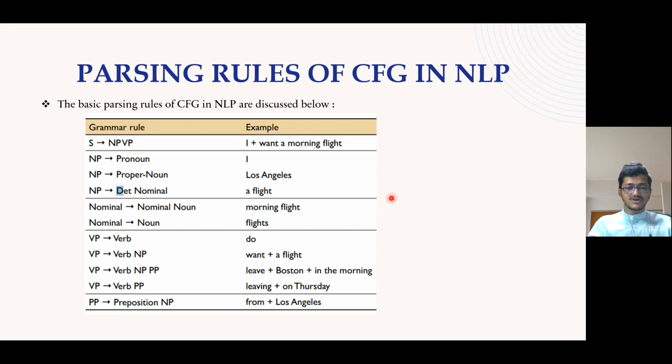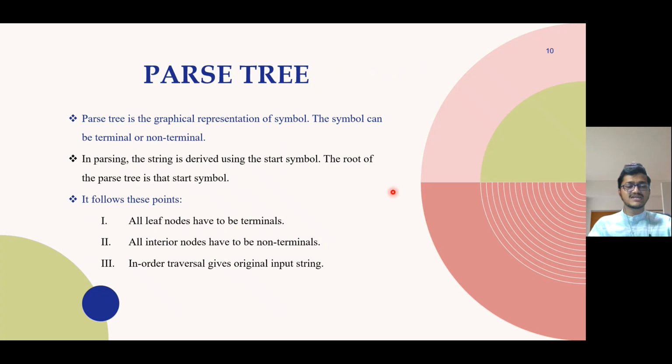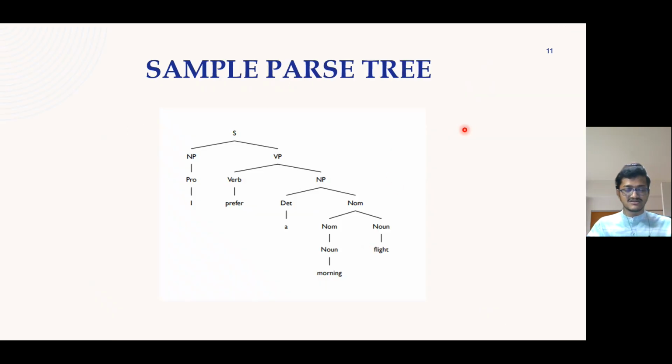Now, before moving on to the two approaches of parsing, let's get a brief idea about what a parse tree is. A parse tree is a graphical, tree-like representation of a given sentence or a symbol. It follows mainly three points. Number one, all the leaf nodes have to be terminals. Number two, all the interior nodes have to be non-terminals. And number three, upon in-order traversal, we get the original input string. Now we can see all these are applicable in the sample parse tree in the next slide.